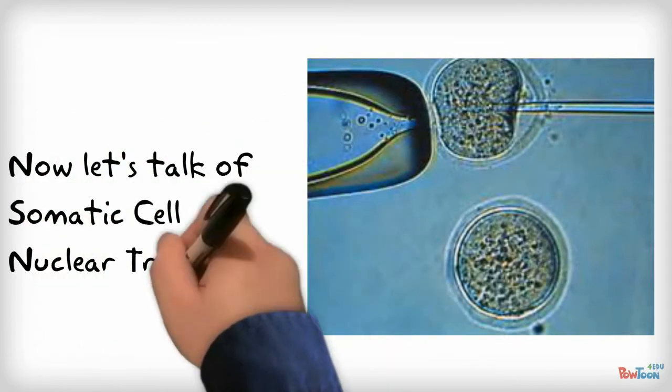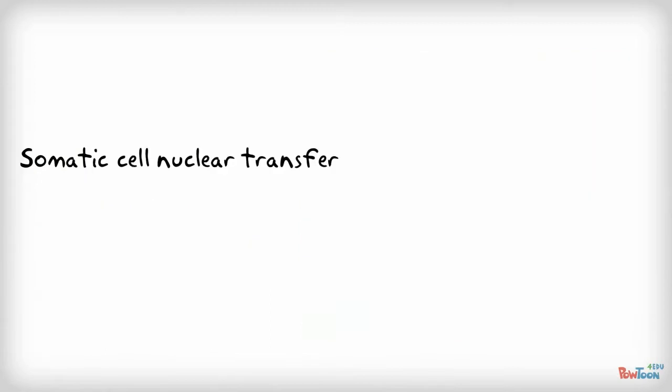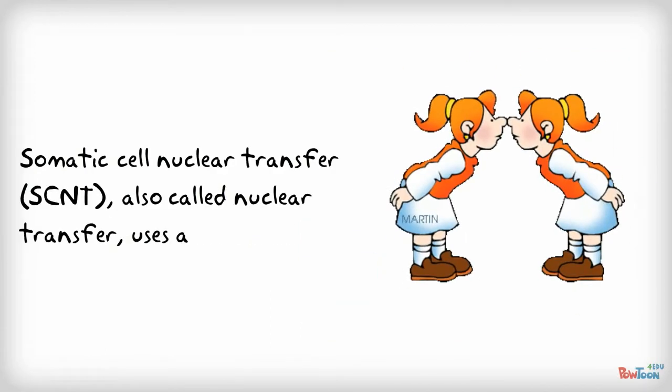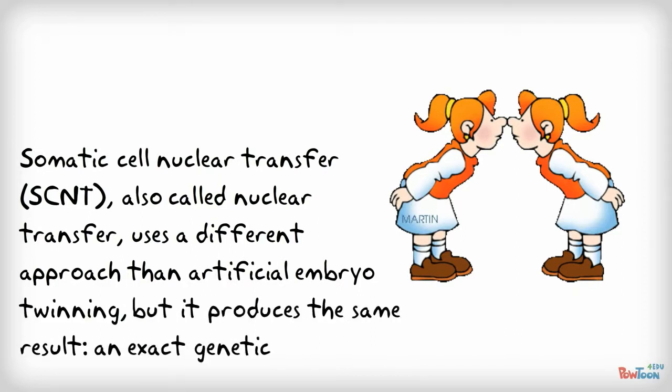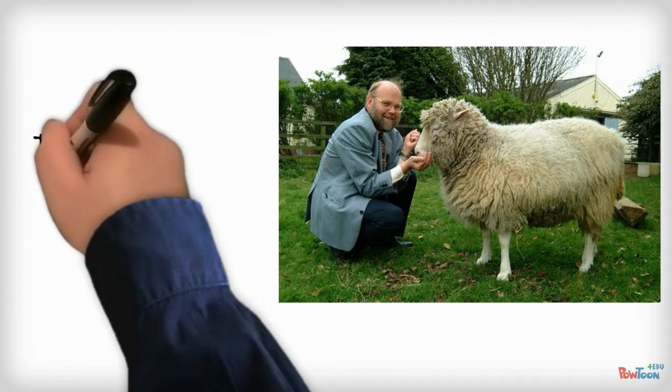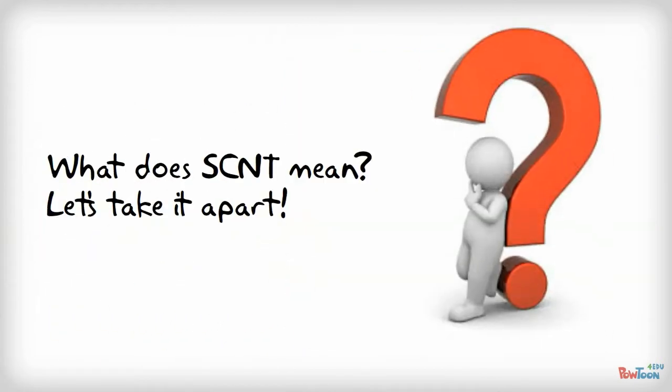Now let's talk about somatic cell nuclear transfer. Somatic cell nuclear transfer, SCNT, also called nuclear transfer, uses a different approach than artificial embryo twinning, but it produces the same result: an exact genetic copy, or clone, of an individual. This was the method used to create Dolly the sheep. What does SCNT mean? Let's take it apart.